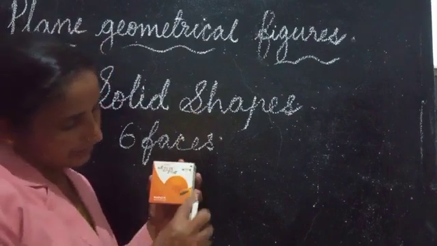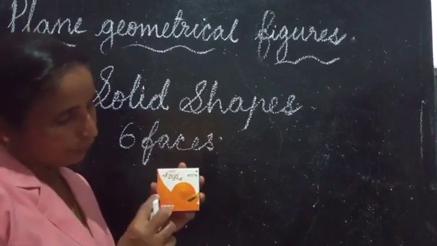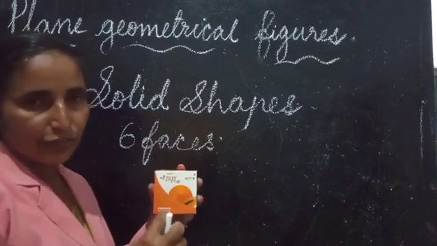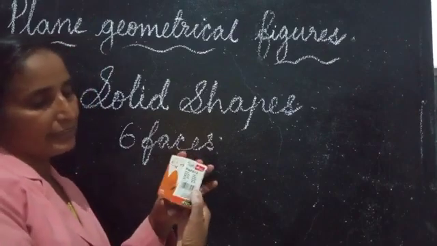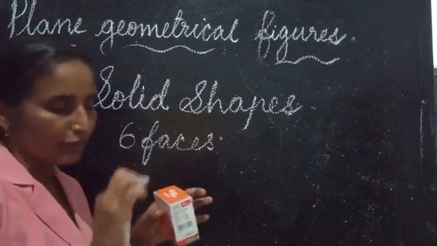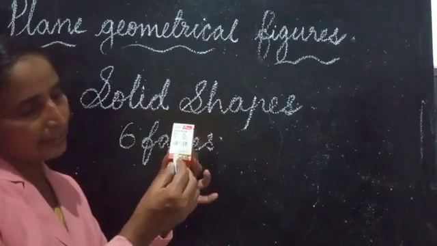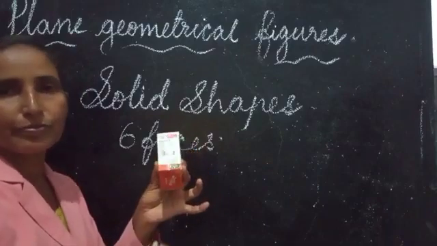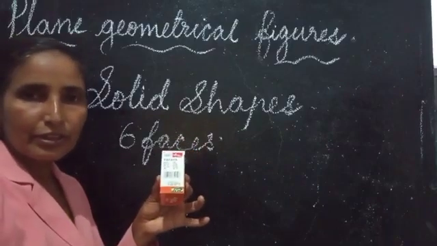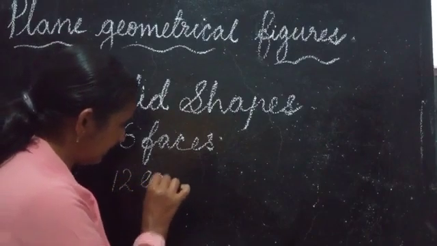Okay. Now we have to count edges. Here when you see, this is the shape. Here 1 edge, 2 edge, 3 edge and 4 edge. In this side 4 edges. The opposite side also 4 edges. Both sides we have 4 plus 4, 8, 9, 10, 11, 12. Understood? 12 edges are there.